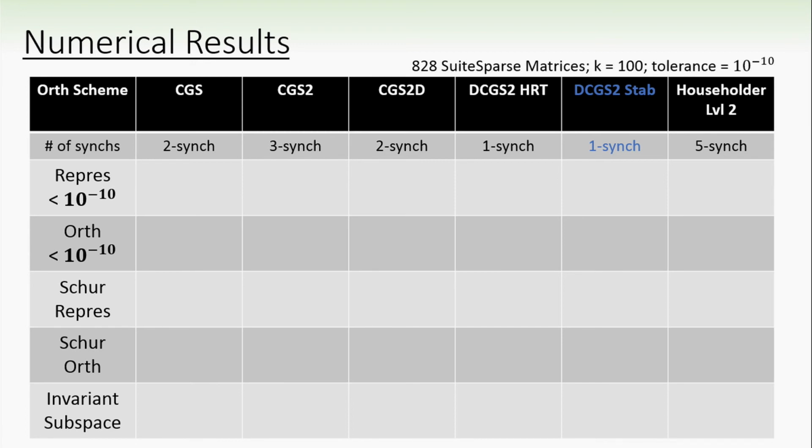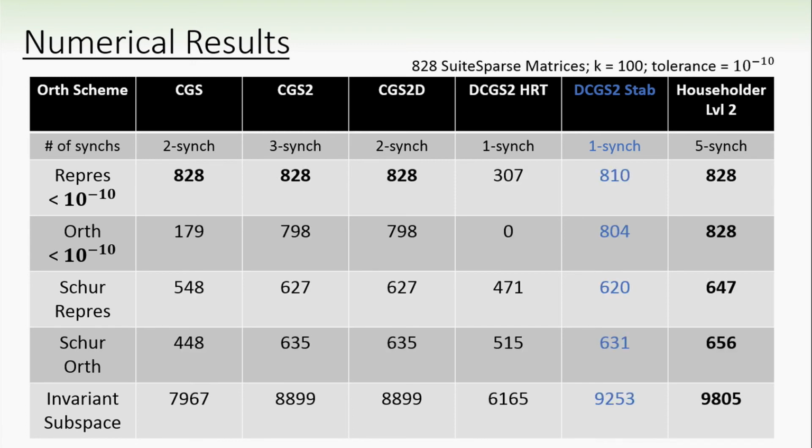So out of the 828 matrices, we can see the level of orthogonality. We accept that if the Arnoldi representativity here is less than 10 to the minus 10, and similar with the orthogonality, and we also use the tolerance that we set up here on the eigenvalues that we search for the Schur and orthogonality, so we're using 10 to the minus 10 as well.